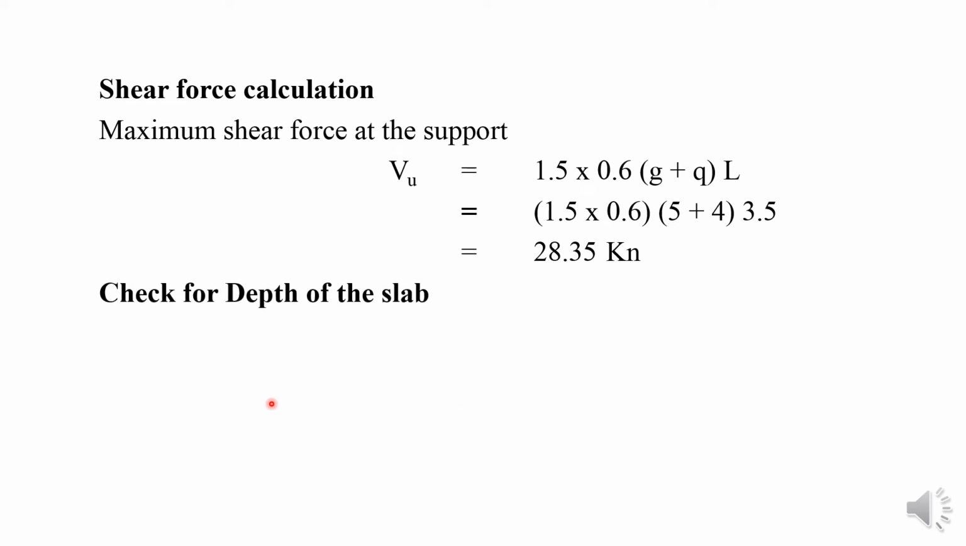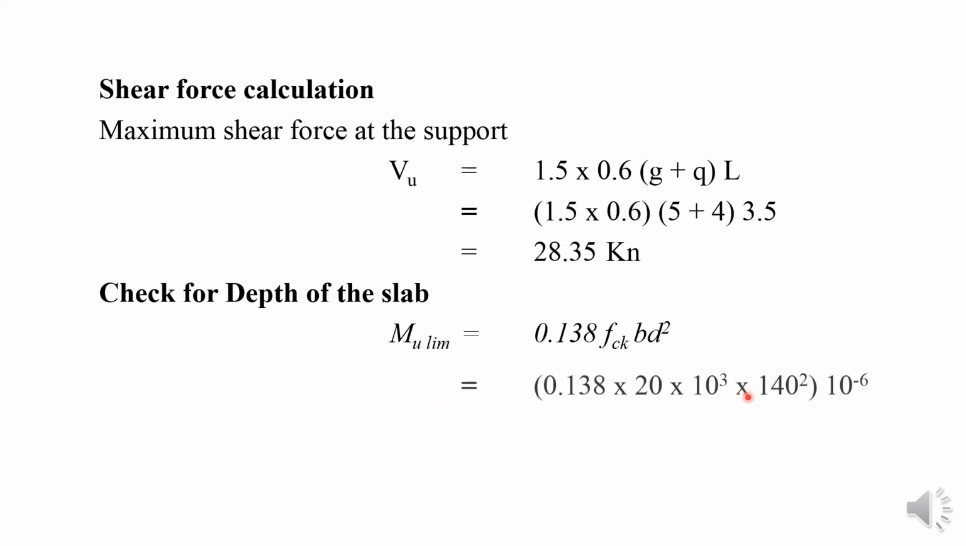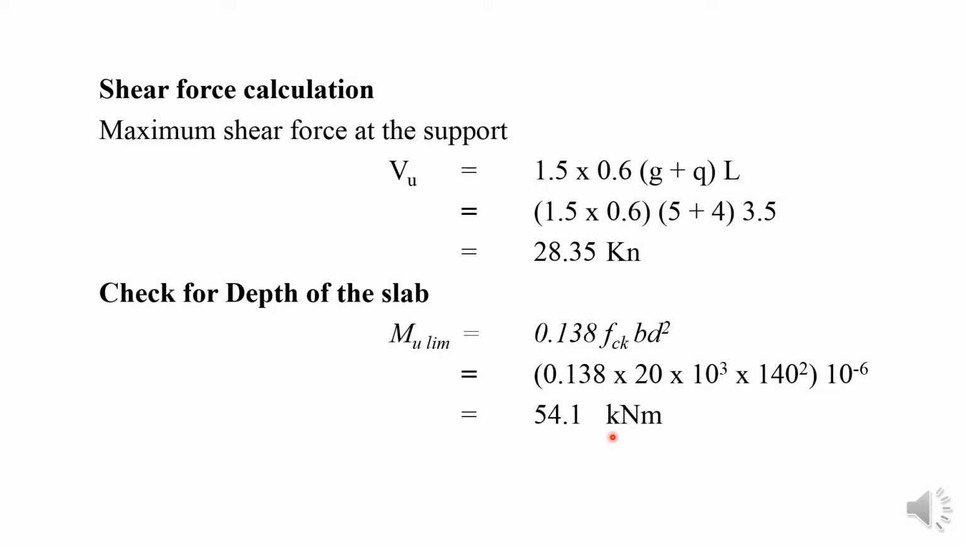Next we have to check the depth of the slab. So Mu limit is equal to 0.138 fck into B D square. So substitute all the values here. Finally we will get a value of 54.1 kilonewton meter. Here Mu is less than Mu limit, so this is an under reinforced section.